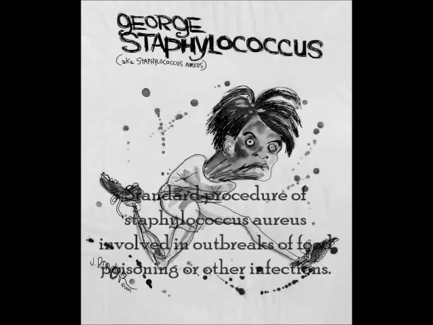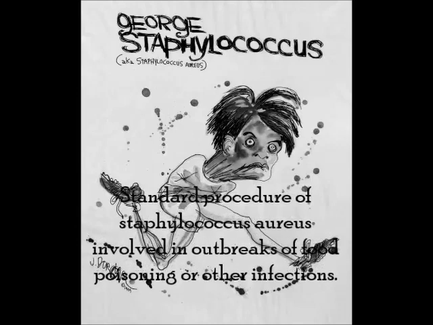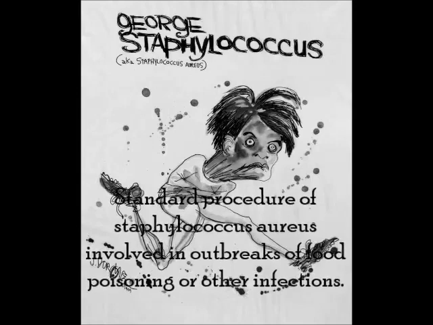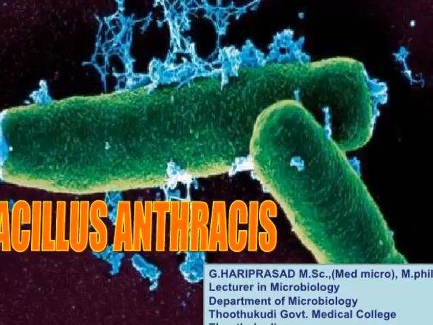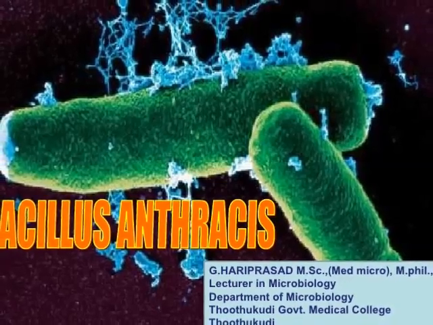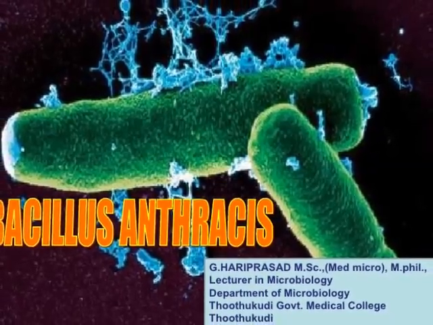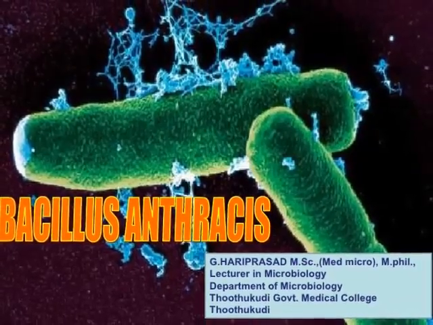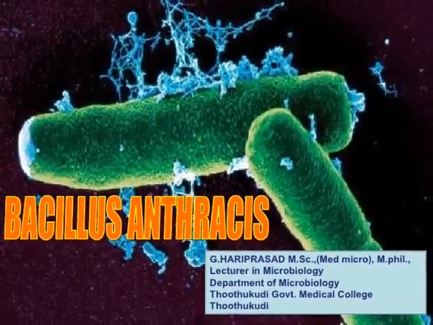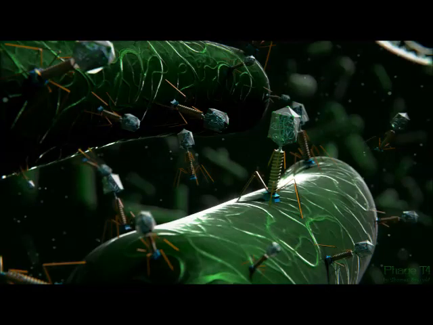Phage typing is sometimes employed in epidemiology to identify and trace the progress of an infectious agent. This has been the standard procedure for Staphylococcus aureus involved in outbreaks of food poisoning or other infections. A species-specific phage is used routinely in the identification of Bacillus anthracis, the causative agent of anthrax. Thus, reproduction of the disease in laboratory animals is not necessary to confirm identification of this organism.